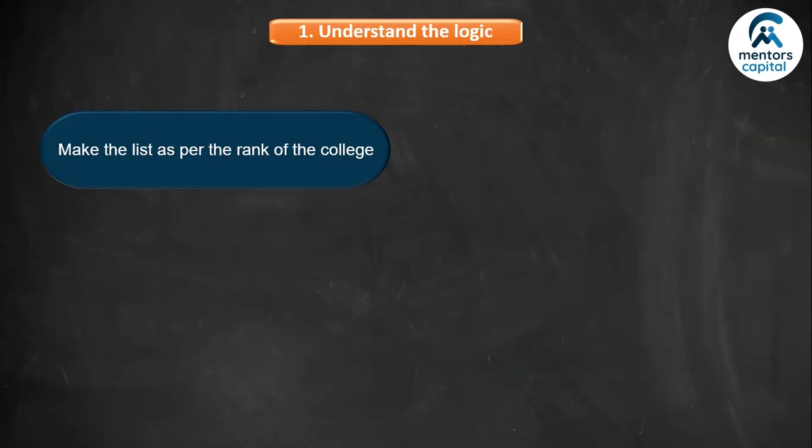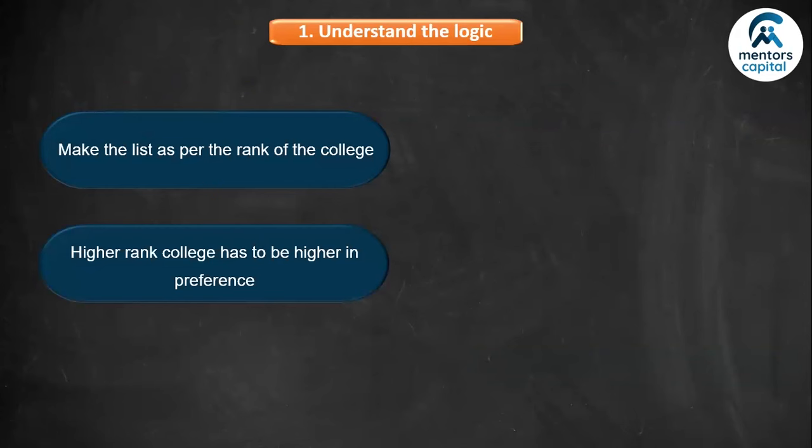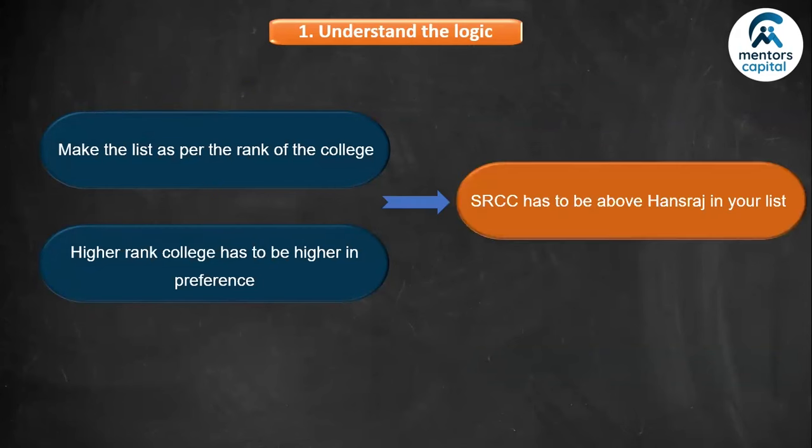It's very simple, guys. Even if you've got, let's say, 600 in your CUET, my rank number one, if I want to pursue BCom honors, would be Shri Ram College of Commerce. As simple as that. Higher rank college has to be higher in preference, which means if I'm making the list, SRCC for BCom honors will be above Hansraj in my list. If you want to study in Hansraj, that's a different issue altogether. But preference sheet, logic wise, keep the higher rank college above in your preference sheet.